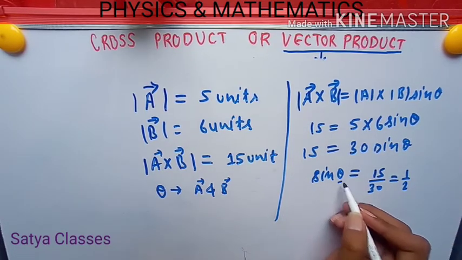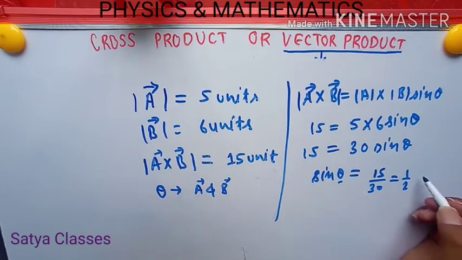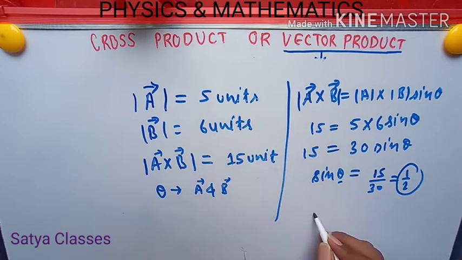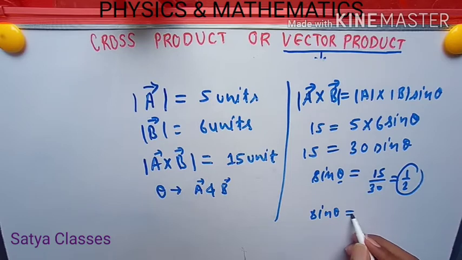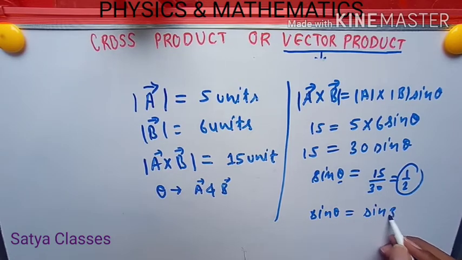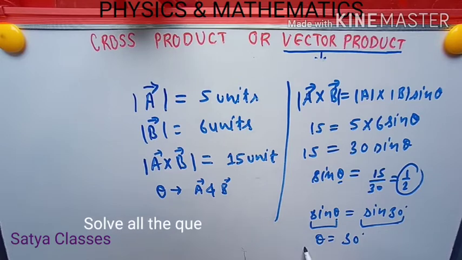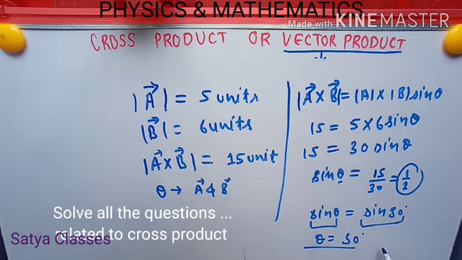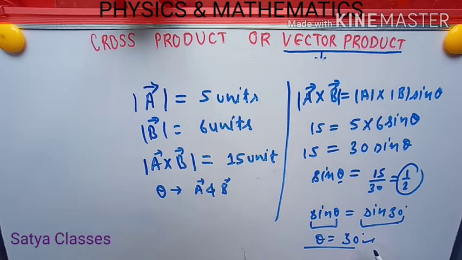Now you have to find theta, so you can write 1 by 2 as sine of how much? Very nice, sine 30 degrees. And look, when both the functions are equal, their inputs will also be equal, so theta is equal to 30 degrees. Understand? Very easy question. Now find the questions in your book and solve all the questions related to this cross product. Okay, now you are able to solve those questions.